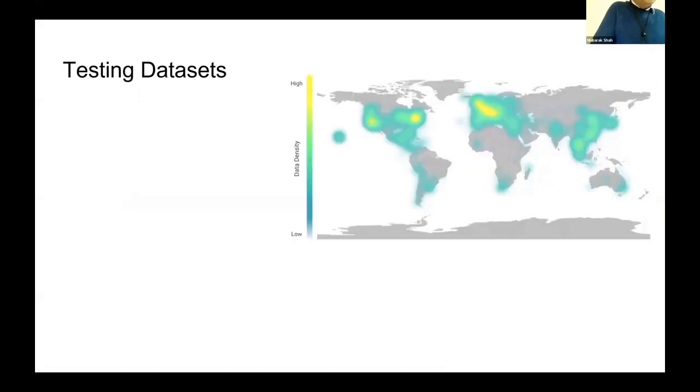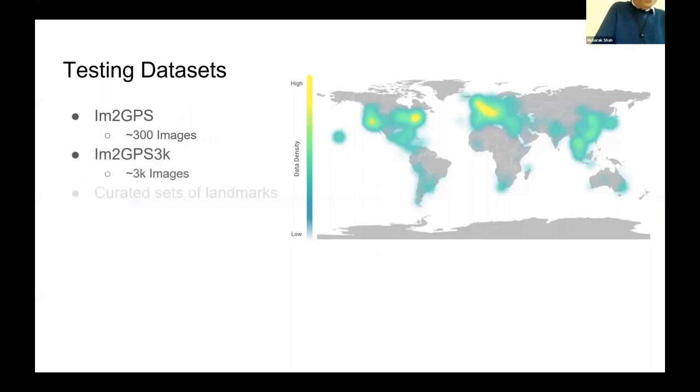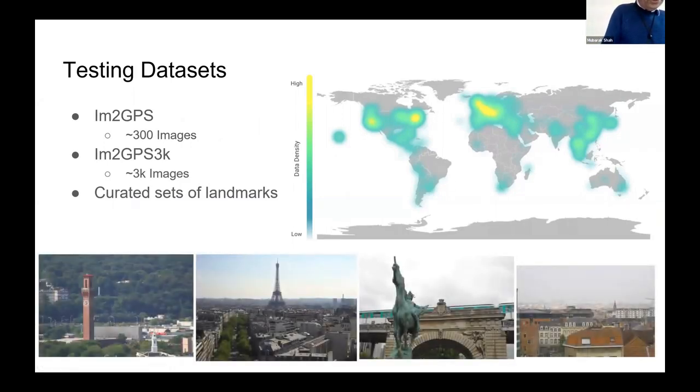Now, for the testing dataset, the important point is that you train on one dataset and test on another. There are several of these image-to-GPS datasets. Im2GPS is one of the earlier ones, with only 300 images. Then Im2GPS 3K, which has 3K images, and this is the kind of distribution. As you see, most of these are North America and Europe, and the rest of the world is not really covered. These are mostly landmarks and so on.